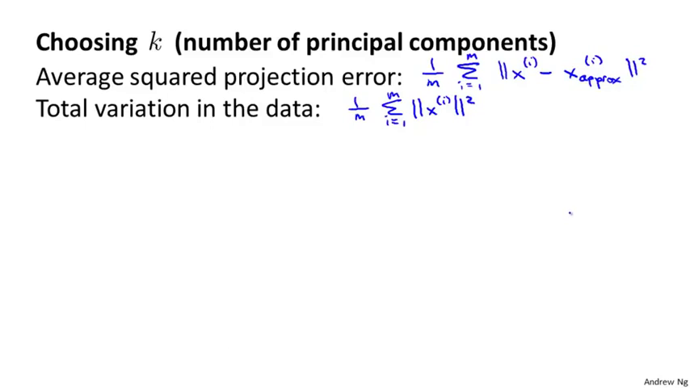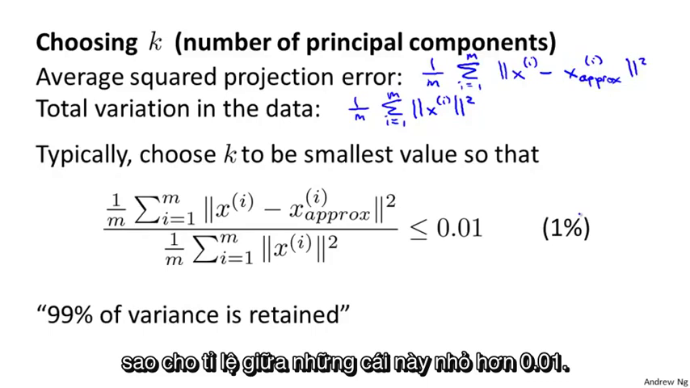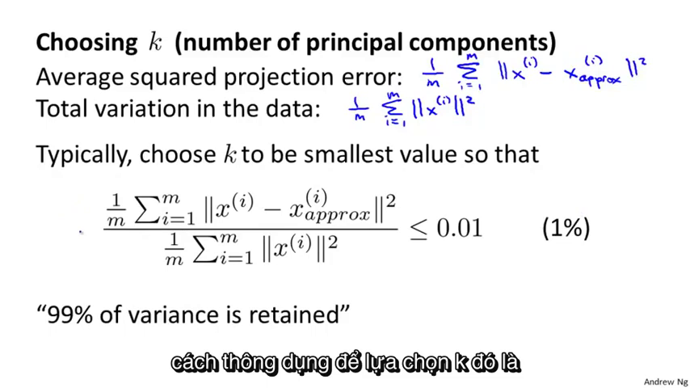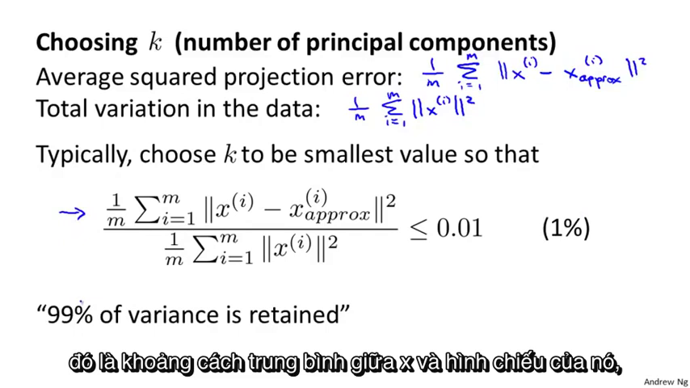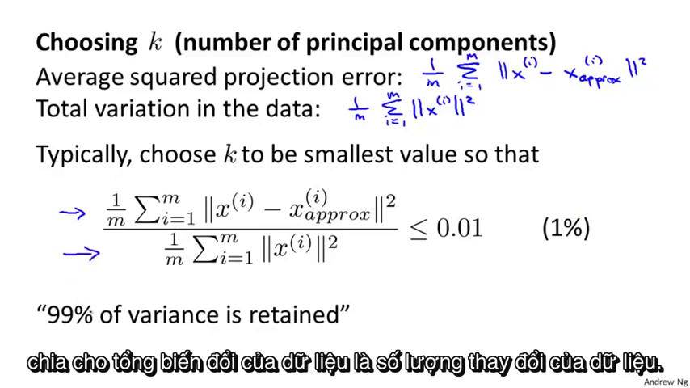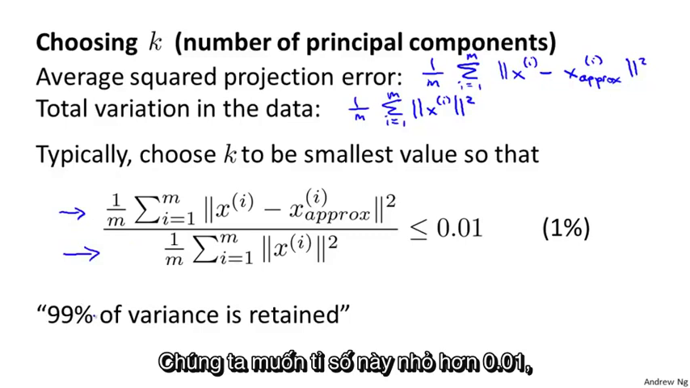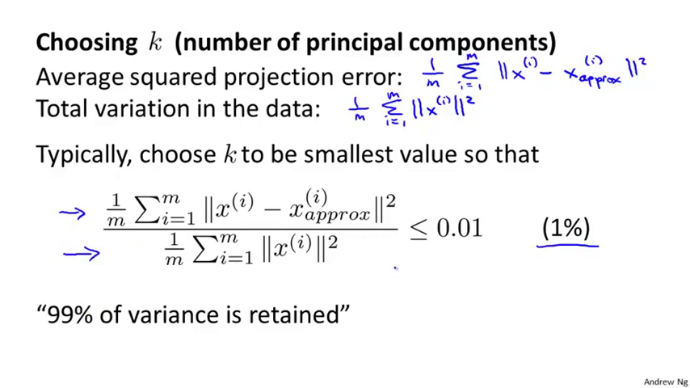When we're trying to choose k, a pretty common rule of thumb is to choose the smallest value of k so that the ratio between these is less than 0.01. In other words, a pretty common way to think about how to choose k is we want the average square projection error, that is the average distance between x and its projections, divided by the total variation of the data, that is how much the data varies. We want this ratio to be less than, let's say, 0.01, or less than 1%, which is another way of thinking about it.